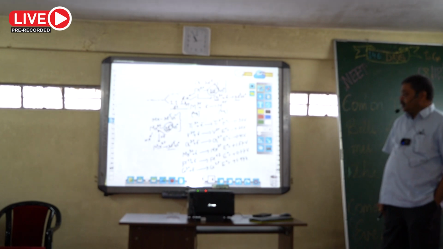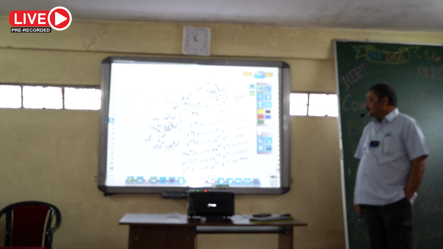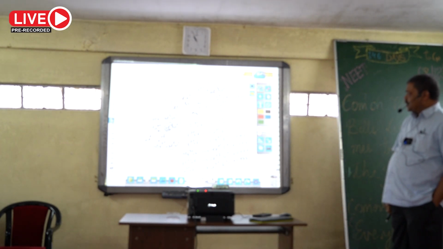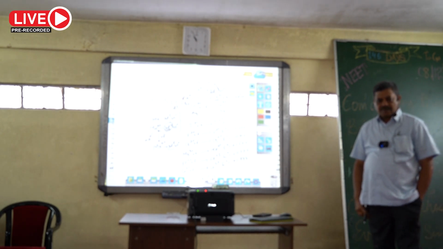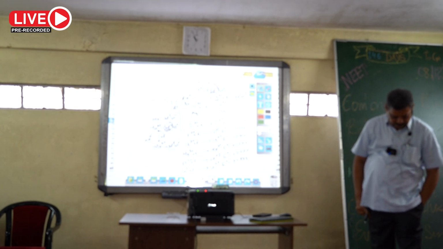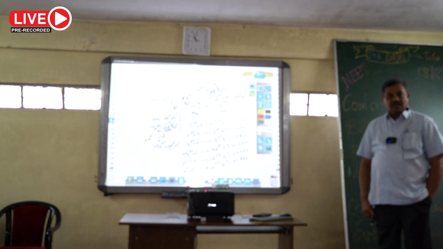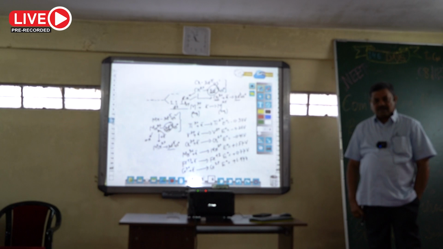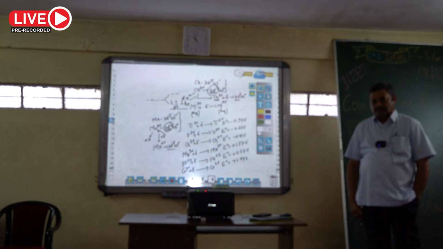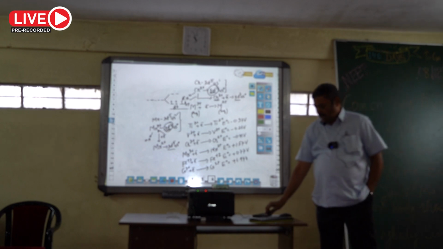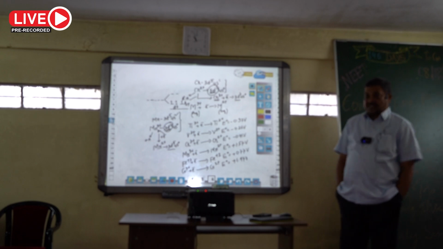Have same D4 configuration. But Cr2+ acts as a reducing agent by losing an electron, so that its configuration becomes D3, in which the T2G set is half filled.